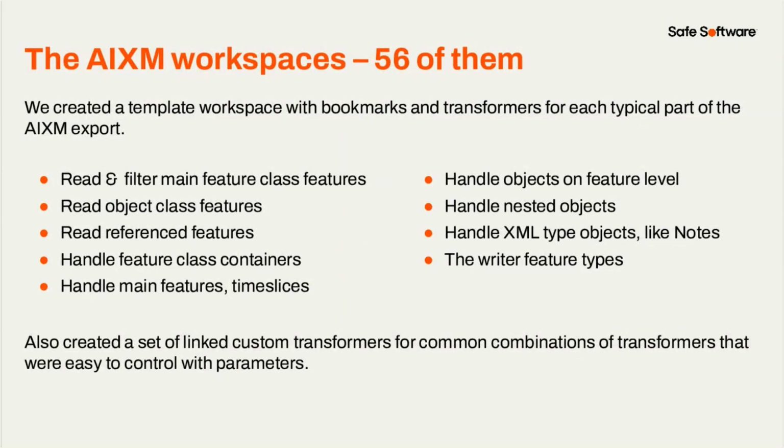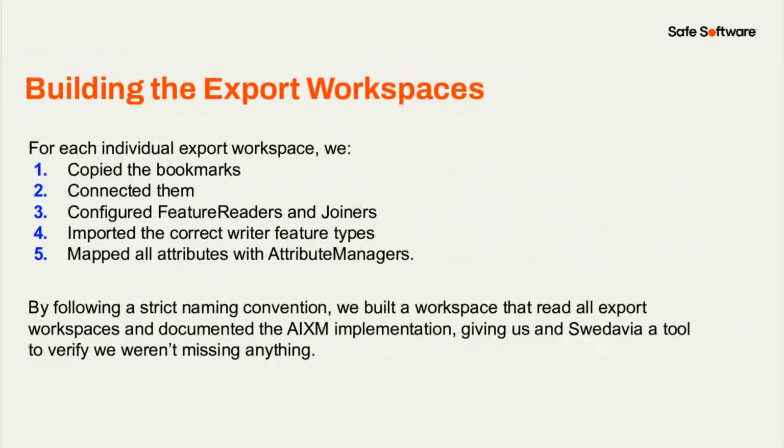So in the end, we built 56 AIXM workspaces, one for each main class in the database. And of course, there are more than 56 main feature classes in AIXM. We built a template workspace identifying all the typical parts of the AIXM flow. We also created a set of linked custom transformers for common combinations of transformers. Then building the actual workspaces was simply copying bookmarks, connecting them, configuring, and then doing the attribute mapping in all the attribute managers.